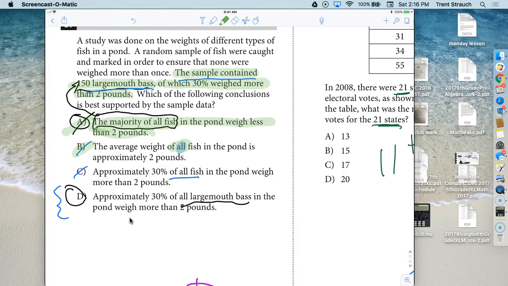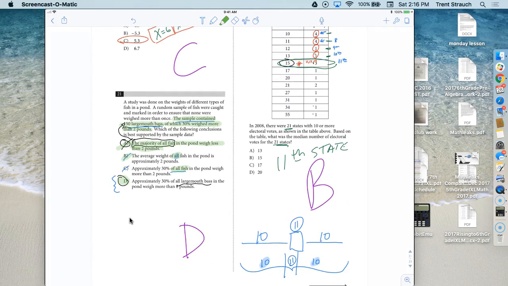Now it says approximately 30% of all fish in the pond weigh more. Again, they're talking about what? All of them. And we're talking about a specific type of fish. Do you agree? So does that help you now? Is everybody good? So that's why the answer I thought was pretty easy. D. There's been a problem like that on the last couple tests. All right? So let's move on then, if everybody's happy.